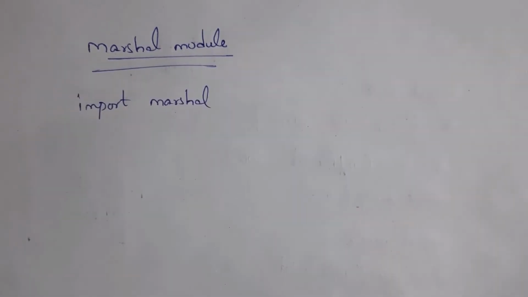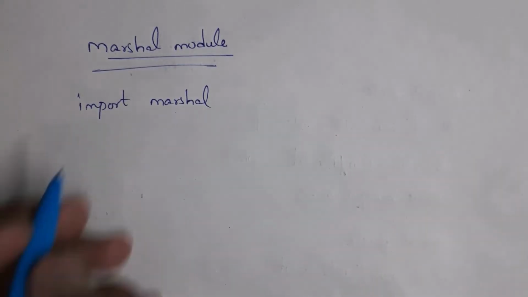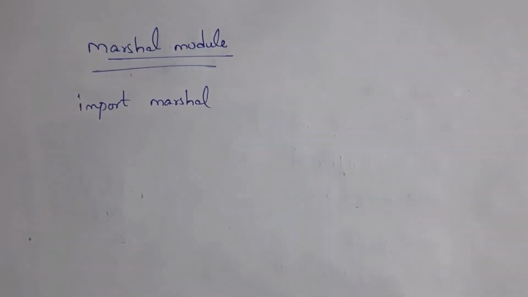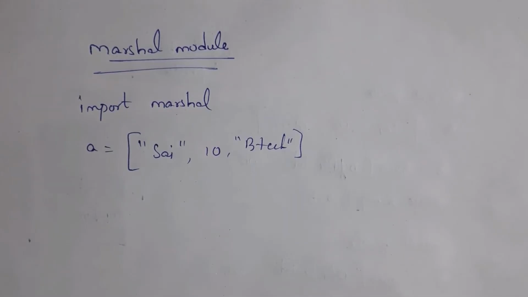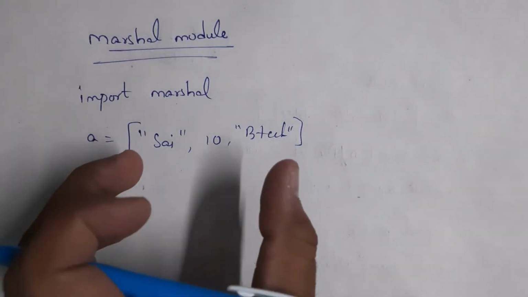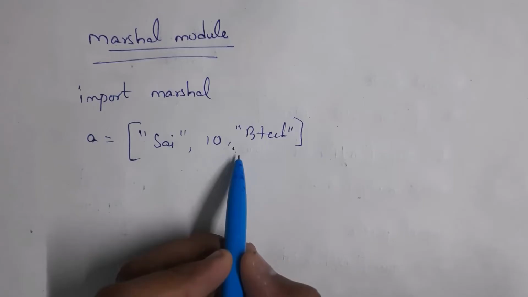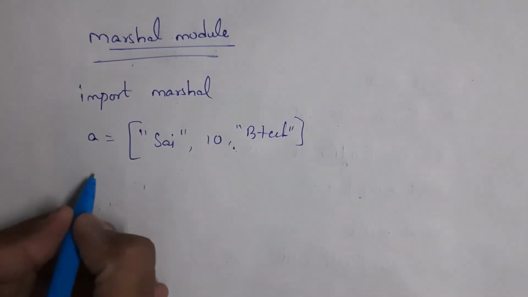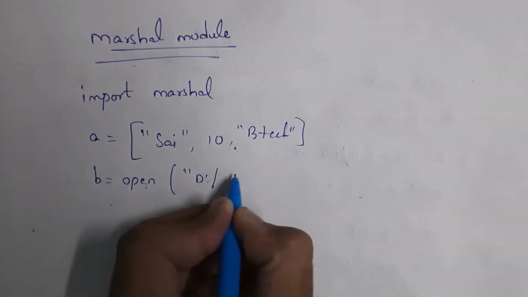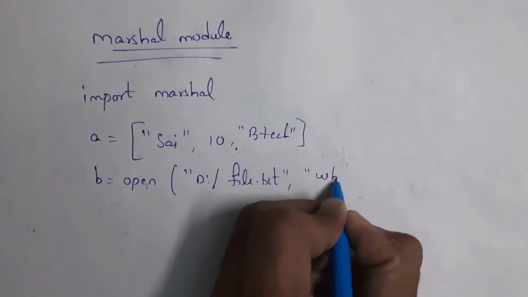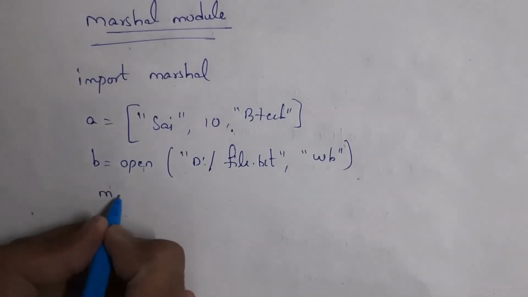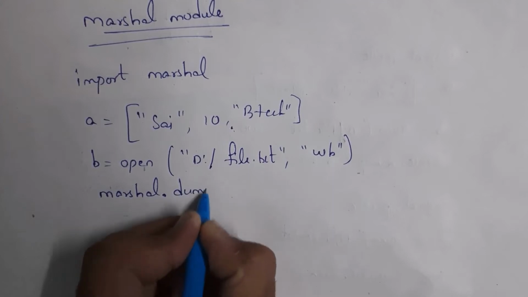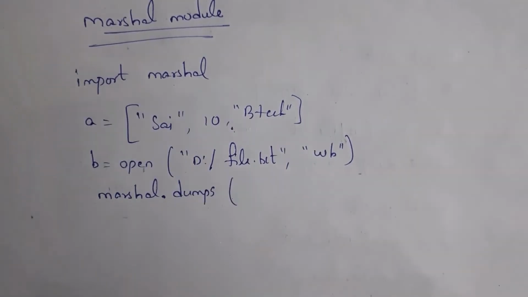The marshal module is the same as the pickle module. I'll give one example. In order to use the marshal module, at first you need to import the marshal module. By using the import keyword, you can import any module. I write here import marshal. And next write here a equal to sai, 10, btech. Now I want to copy this list to a file. That file name is file.txt. So just write here b equal to open file.txt, write binary mode. And next write here marshal.dumps of a, b.